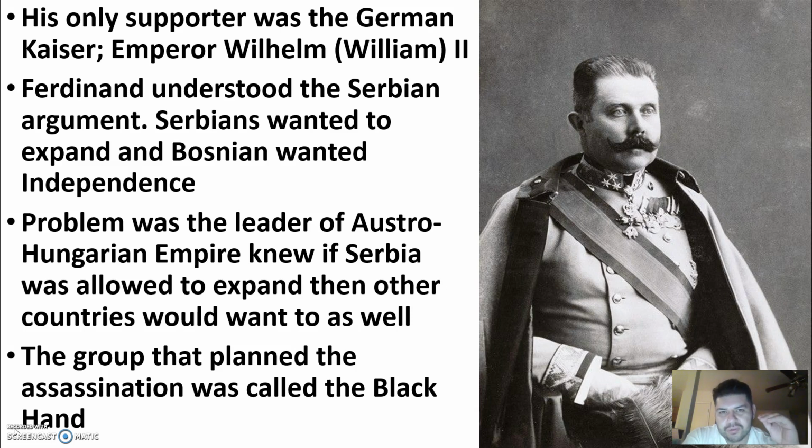Now, the nationalist group, they basically had a name. The assassins had a name, and it was called the Black Hand. And the Black Hand is prepared to do something that's going to change the world forever.